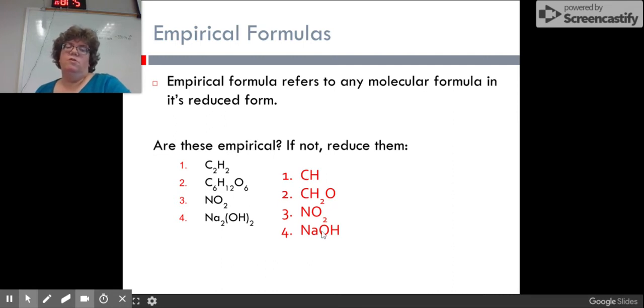Remember, it's just the reduced version of the molecular formula, which has all the molecules written out, and sometimes they're the same if no reduction can be done.